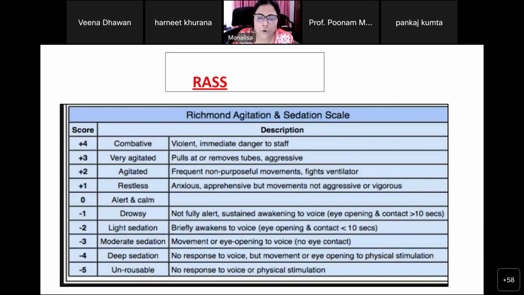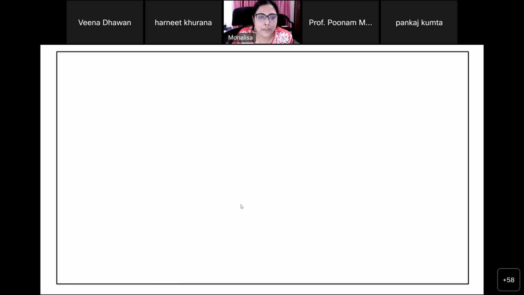Now, what are the scoring systems we normally use? I'm not going to go into the depth of this. You have been using this forever. The Richmond Agitation Sedation Score. You know about this. It's -5 to +4, -5 being unarousable and +4 being combative. So we always say that we target a sedation RASS of -1 to -2 for a patient to be comfortable and lightly sedated on ECMO.